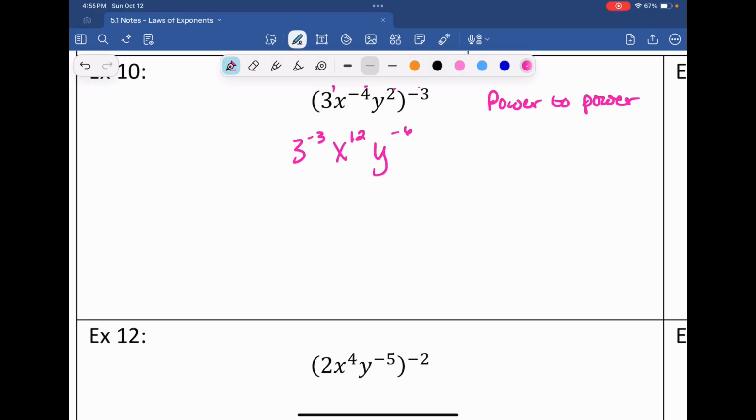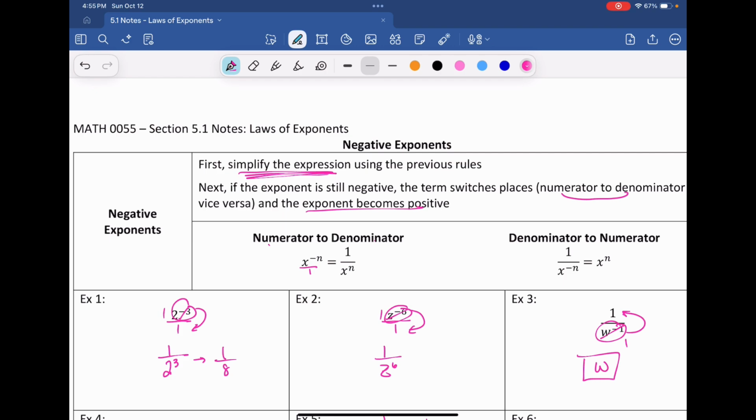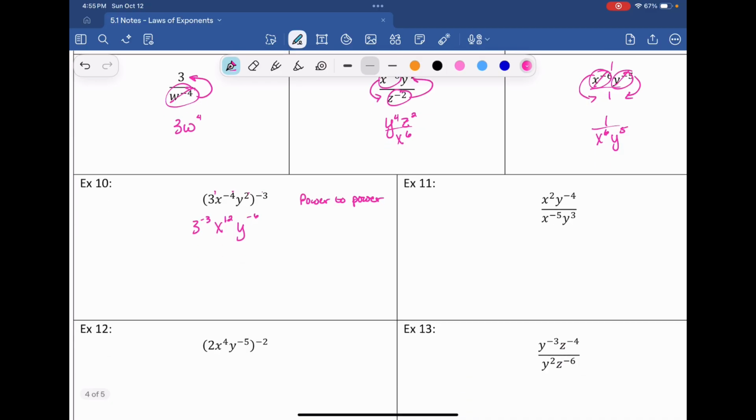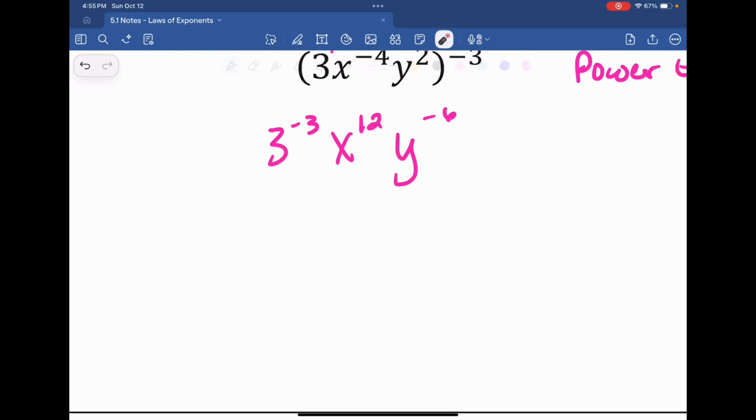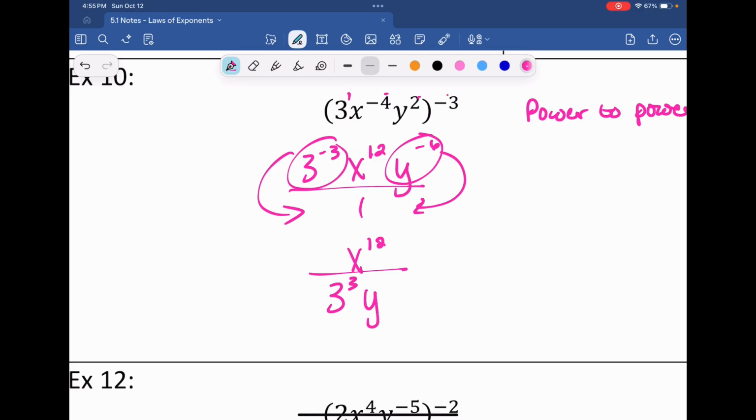All right, so the rules say simplify the expression first. If the exponent is still negative, that's when you start switching things around. 2 exponents are still negative. So 3 to the negative 3 goes to the bottom. So does y to the negative 6. So 3, exponent becomes positive, y, exponent becomes positive. 3 cubed is 27.